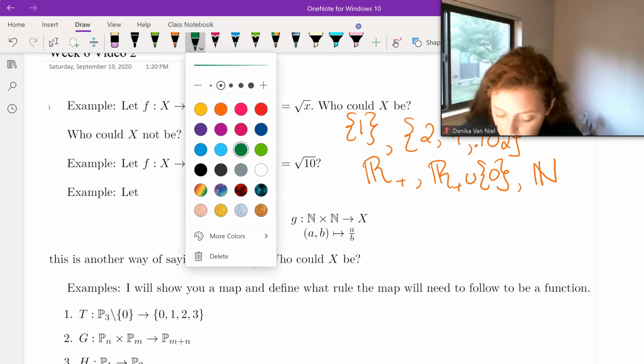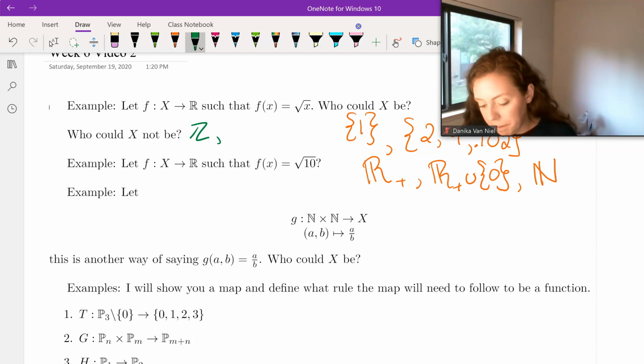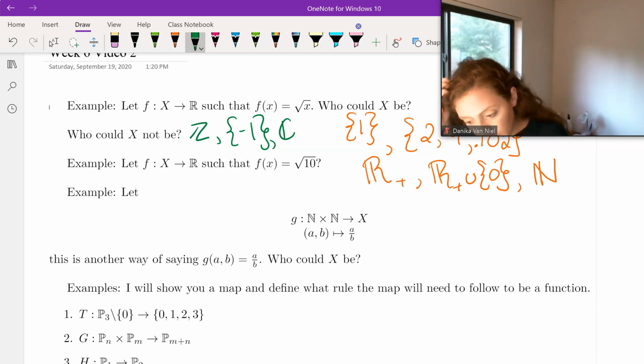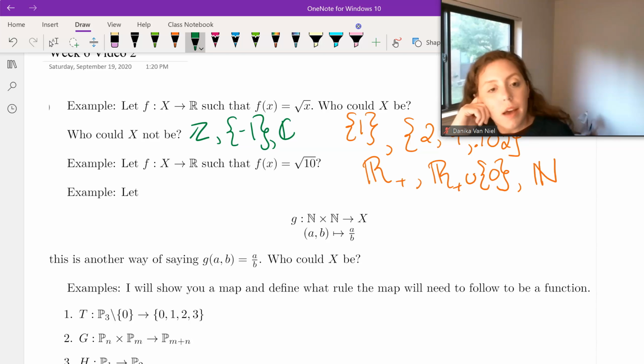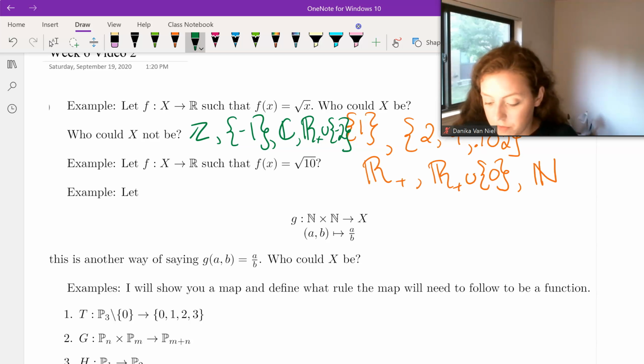So maybe that's something we could say x is not. Maybe I'll use green for what it's not. Ooh, green and orange. Those are great fall colors. Okay, so x can't be the integers. It can't be -1. Maybe you know about the complex numbers. If you don't, that's okay. Don't freak out. Or maybe, oh, that's a good one, R plus union -2 or something. That's not going to work out. Sorry, I know they're all conjoining together.